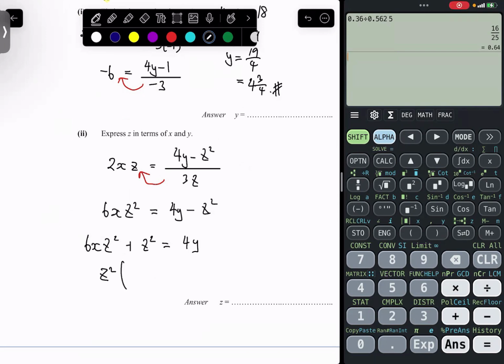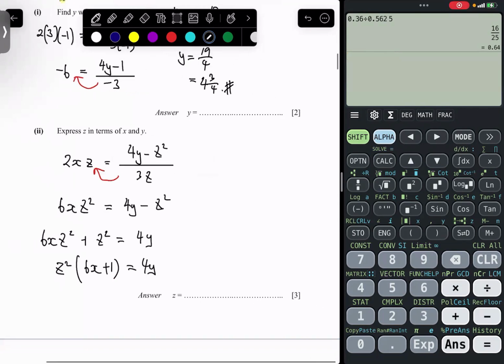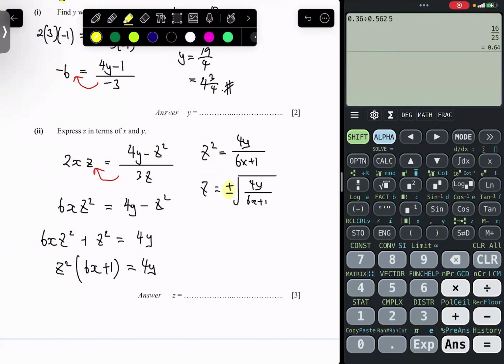Factorize out the z squared, because we don't want to deal with double z. So we'll get z squared times 6x plus 1 equals 4y. Bring the 6x plus 1 over, z squared equals 4y over 6x plus 1. z equals plus minus square root of 4y over 6x plus 1. I've seen a lot of students, when they take the square root, always forget to include the plus minus, and that is very important.